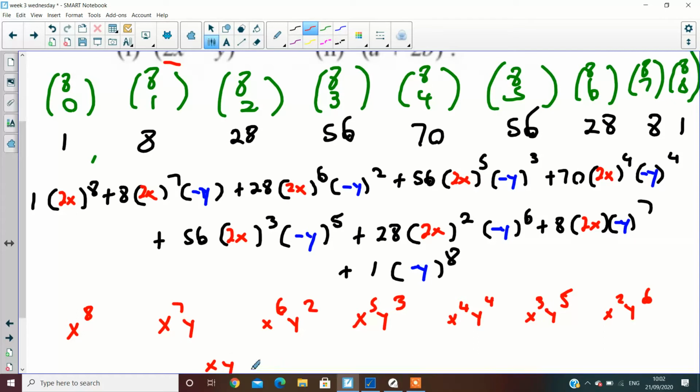x y^7, and then finally plus y^8. Now, what do you have to enter into the calculator for the first one? 2 to the power of? Anybody? 2 to the power of 8. What is 2 to the power of 8? 256, excellent. Next one, what's 8 times 2 to the power of 7 times minus 1? What do you get, Charlie? Minus 128.